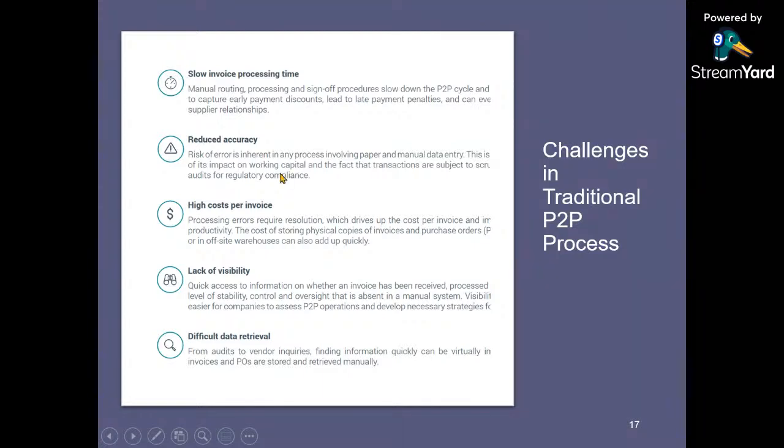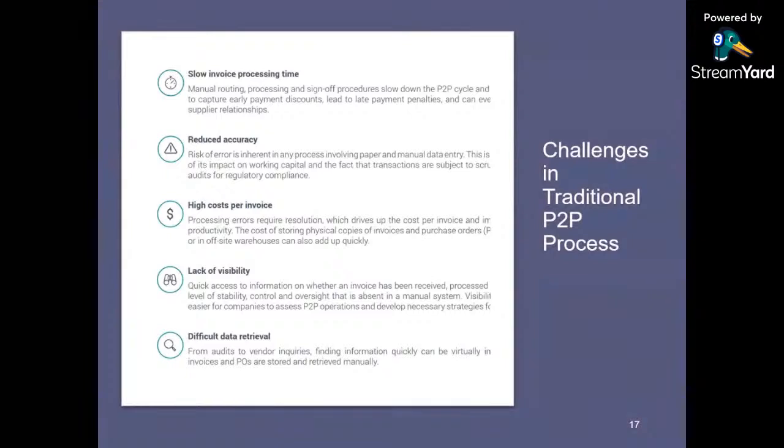So in order to avoid the error, ERP can be leveraged, given the risk of error inherent in any process involving paper and manual data entry. This has an impact on working capital, and the fact that transactions are subject to audit and regulatory compliance.